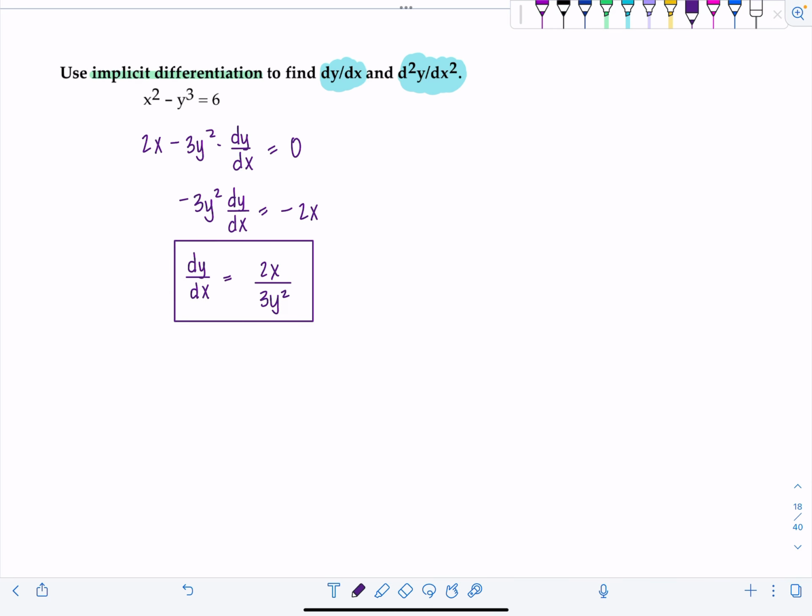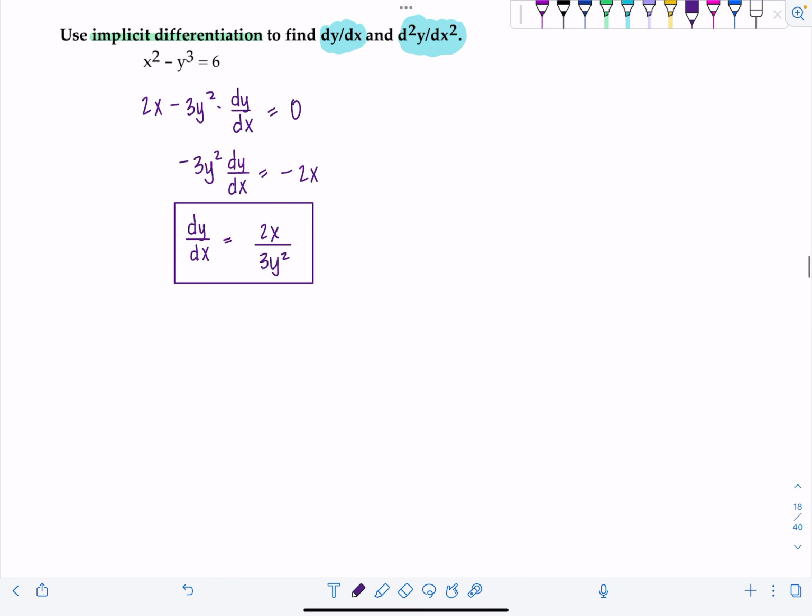Fabulous. All right. Now, again, we're going to have to differentiate with respect to x. So to do that, I'm going to take the derivative with respect to x of dy dx. Look at dy dx. It's a quotient of two functions, 2x and 3y squared. So time to use the quotient rule.